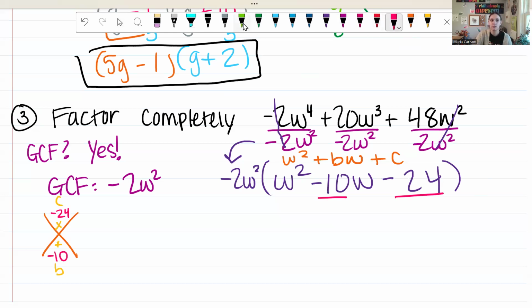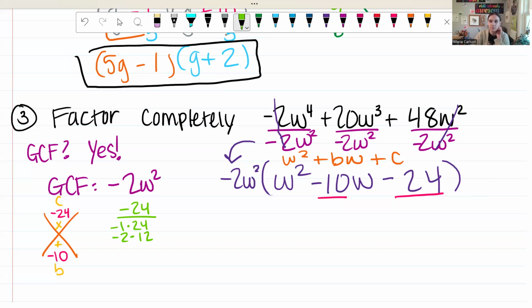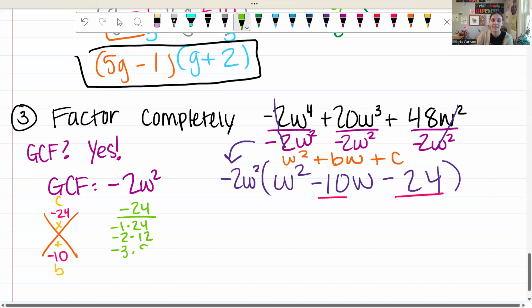So let's list out factors of negative 24. Negative 1 times 24 will give us a negative. Negative 2 times positive 12. That's interesting to me because negative 2 plus 12 is positive 10. So let's just keep that in mind. I'm going to list out the other factors just in case. Negative 3 times 8, and then negative 4 times 6. And then looking at the opposites of all of these: 1 times negative 24, 2 times negative 12, 3 times negative 8, and 4 times negative 6.